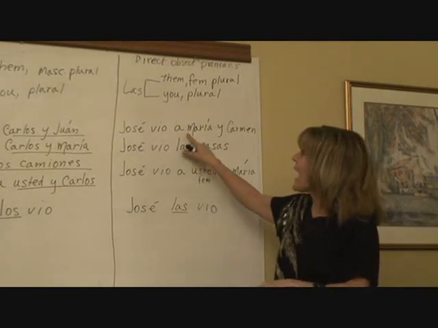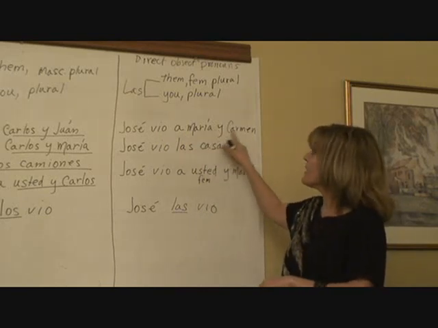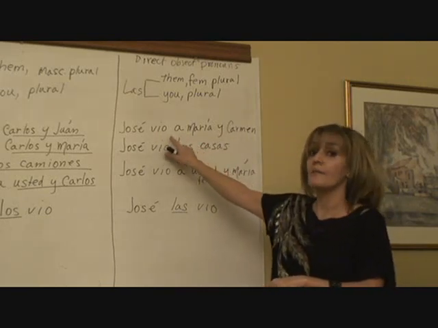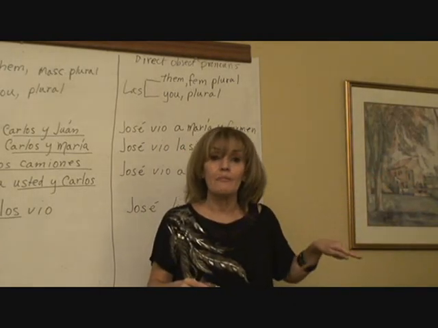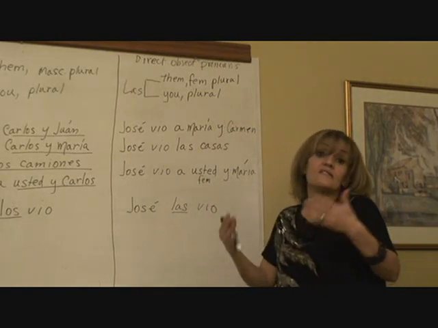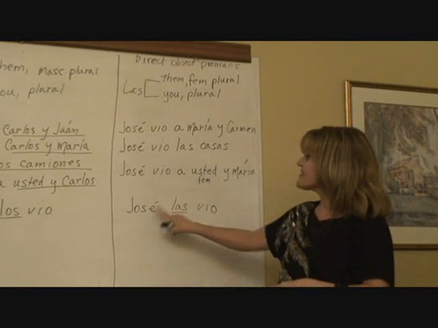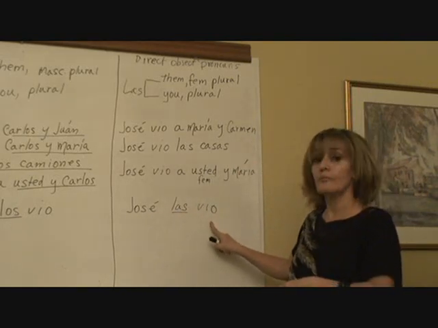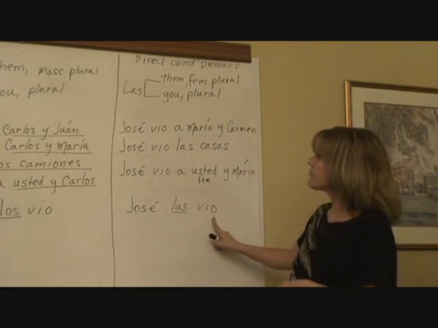José vio a María y Carmen. Two females. Look at your personal a. Remember that? José vio a María y Carmen. José vio a quién? José saw whom? María y Carmen. José las vio. Do you see that? It comes before the conjugated verb.